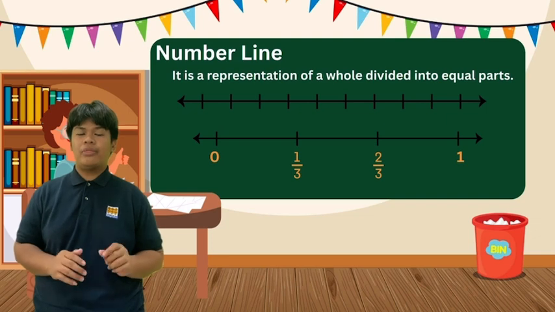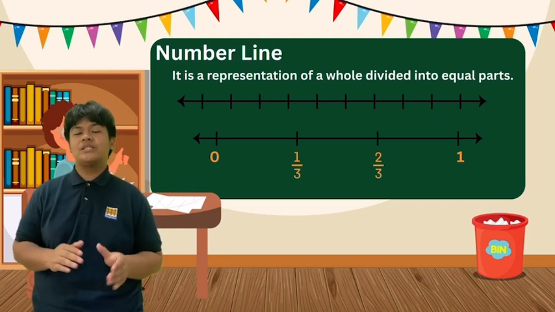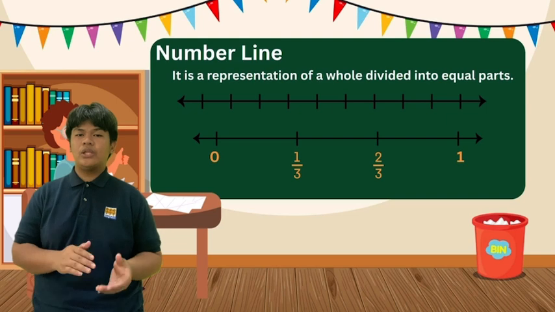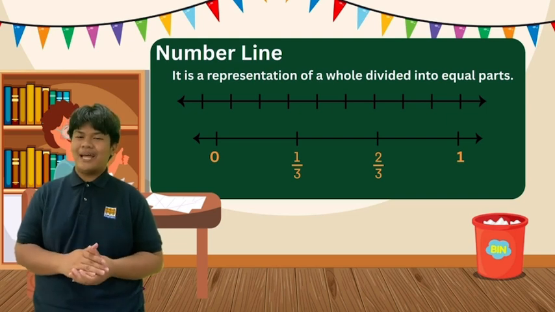For example, we have 1/3. To do this, we need to divide the space between 0 and 1 into 3 equal parts. Can anyone help me do that?